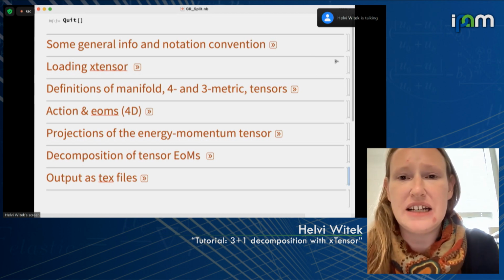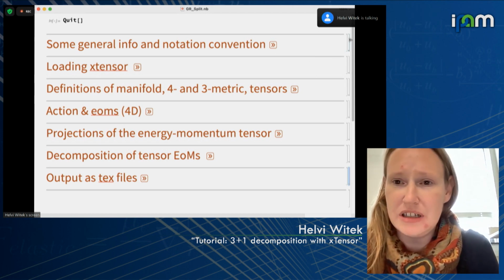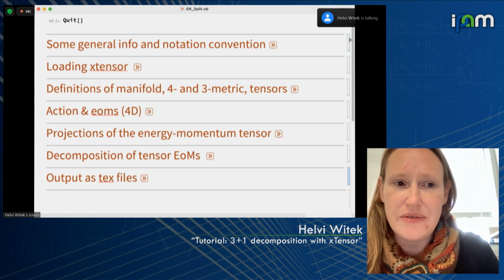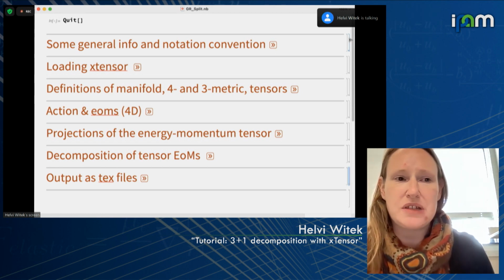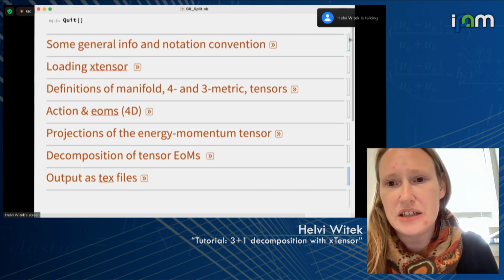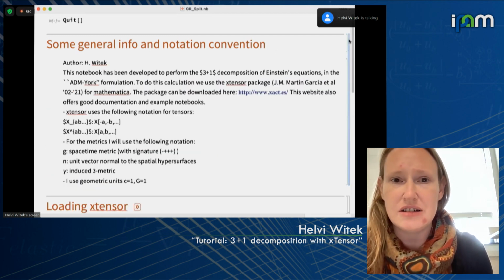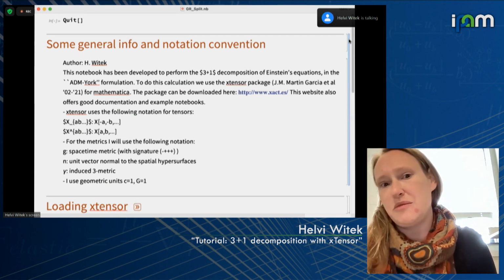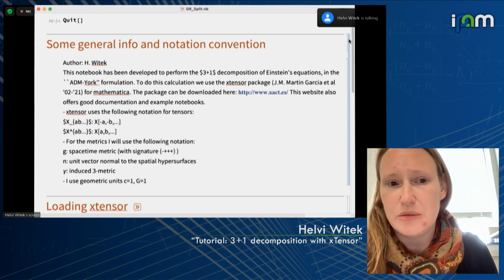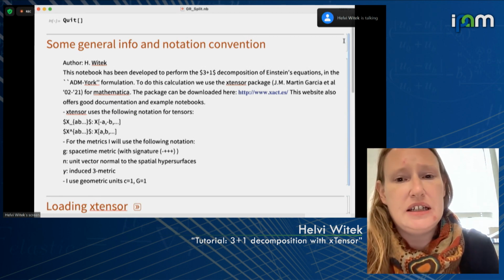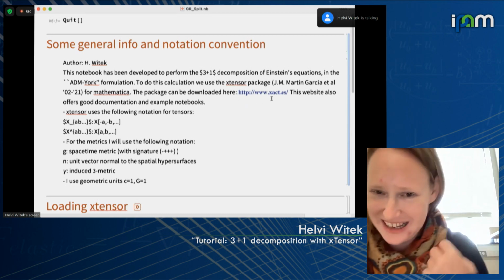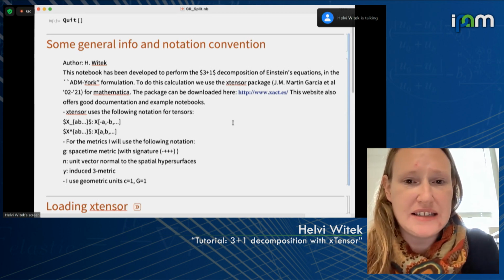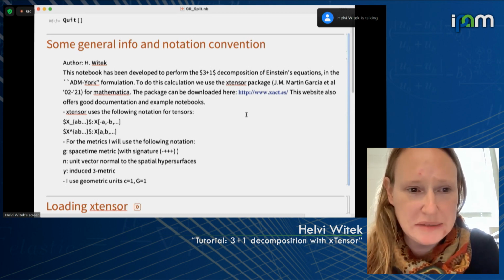Okay, and as I said, the idea is that we pick up on the theoretical lectures that I gave last week on Tuesday, where I went over a few theoretical concepts that we need in numerical relativity, and I would like to show you how you can use xTensor, which is a free package for Mathematica, to actually perform this decomposition. So I hope that you managed to download the package. The website is just xAct.es, and you can get the xTensor xAct package for free.